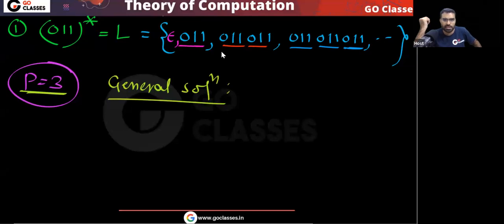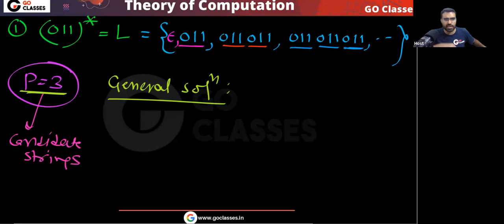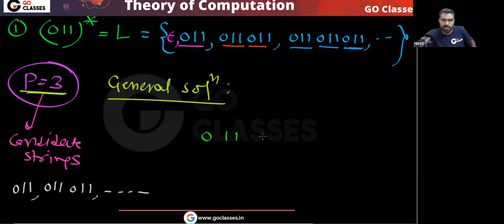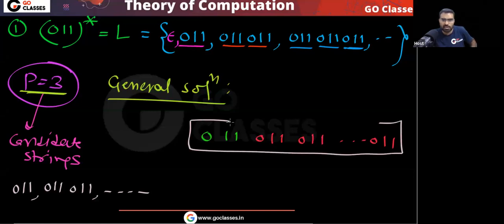Whatever candidate string you take, first of all, what are the candidate strings? You tell me, which strings do we care about? We only care about these strings: 011, 011, 011, and so on. So let's directly take the general solution. At least one 011 is there, then there can be another 011, and so on. This is your general case.